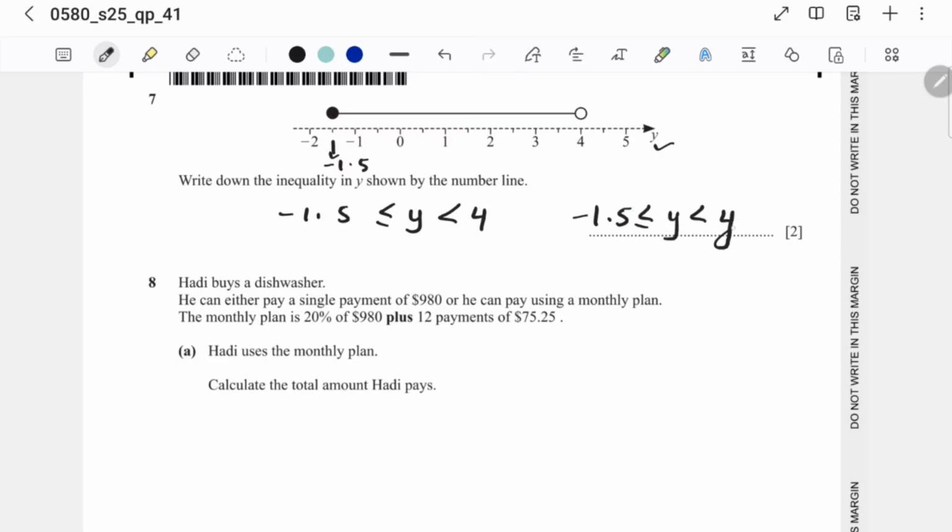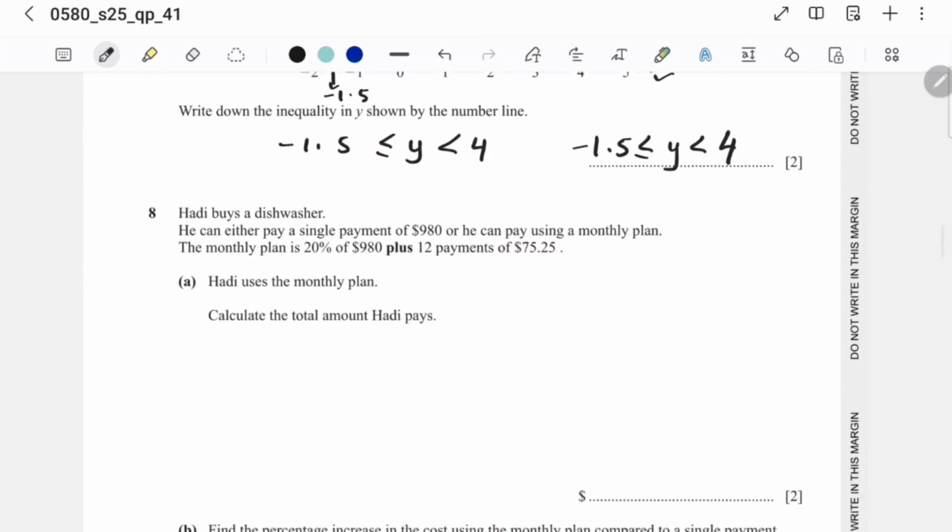Okay, and the numbers are minus 1, 0, 1, 2, 3. They are the integers which are included in the number line.